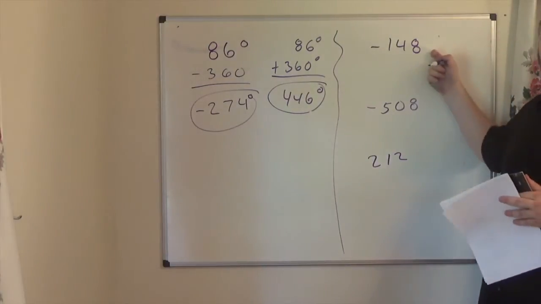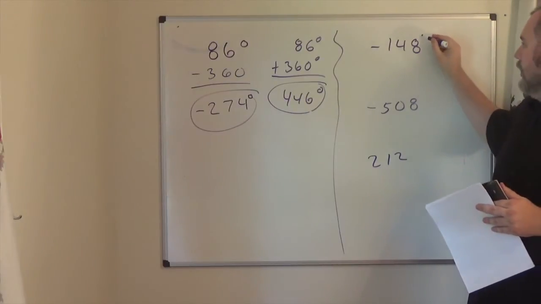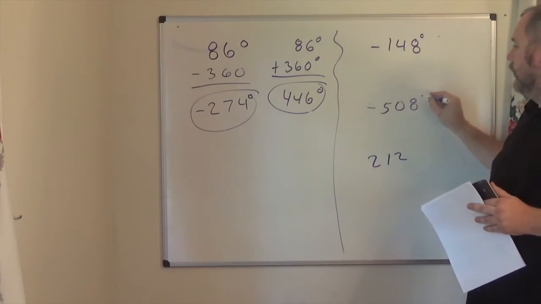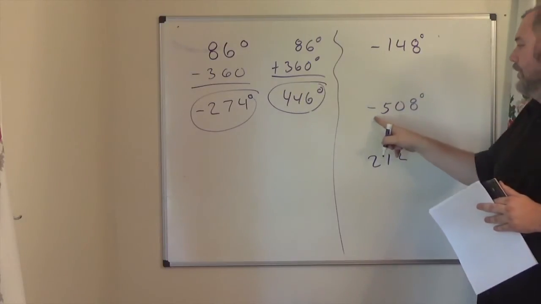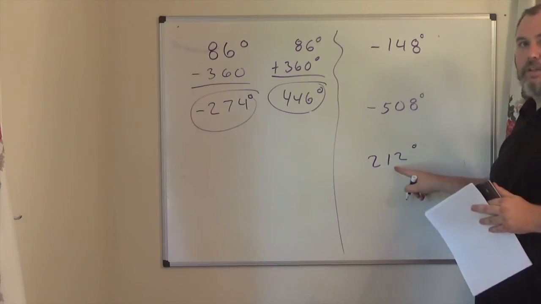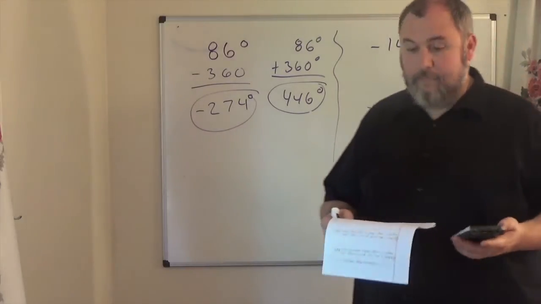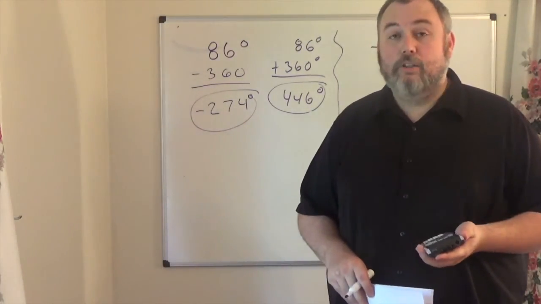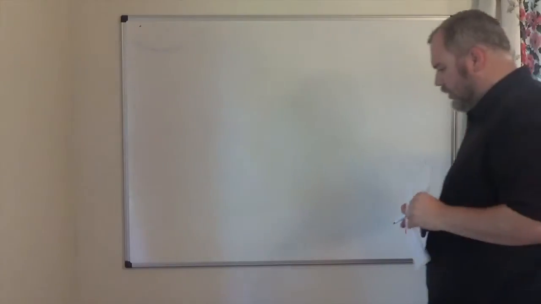Alright, so in the problem you were asked to find the different coterminals of negative 148 degrees. Well, to find the first one, you subtract 360. That gives you the negative, so you get negative 508. For the next one, you add 360, so you would get positive 212 degrees. And that's pretty much it about coterminals. All you're doing is adding and subtracting 360 each time. Shouldn't be that hard.